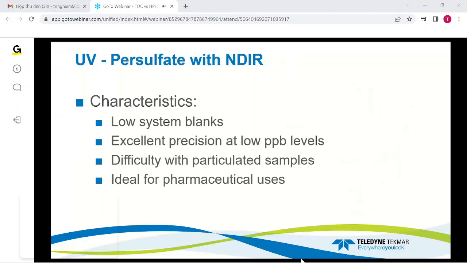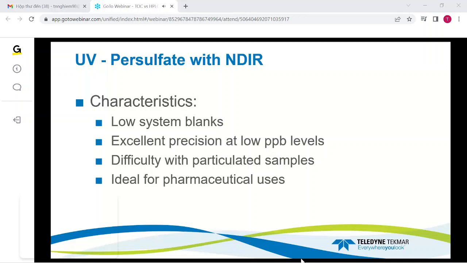So what are some of the characteristics that we're looking for in this type of analysis? Within the pharmaceutical realm, we're going to be utilizing a UV persulfate. UV persulfate is the system of choice when it comes to ultra low levels, clean water samples that will be facing or coming across in the pharmaceutical market or pharmaceutical field.